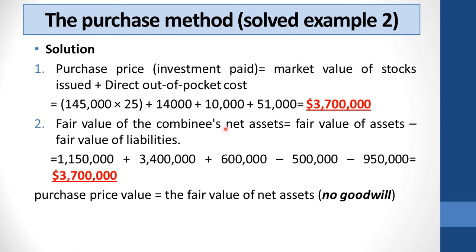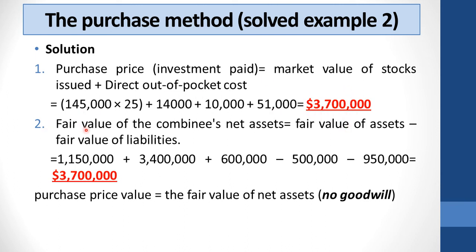First, let's calculate the purchase price, or the amount of consideration or the investment paid. It will be equal to the market value of stocks issued plus the direct out-of-pocket costs. The market value of stocks issued equals 145,000 shares multiplied by the fair value of the share, which equals 25, plus the 3 direct out-of-pocket costs that we picked a few minutes ago, 14,000 plus 10 plus 51, equals 3,700,000.